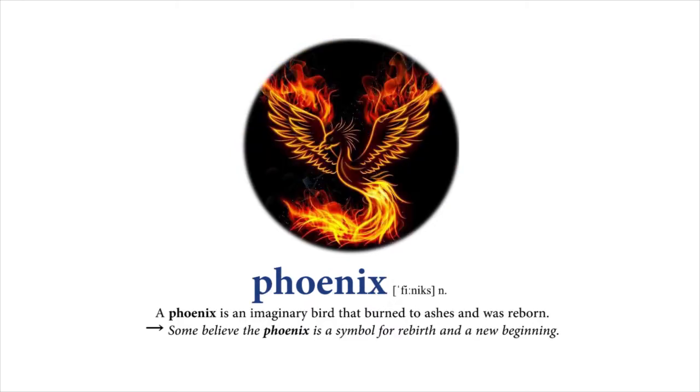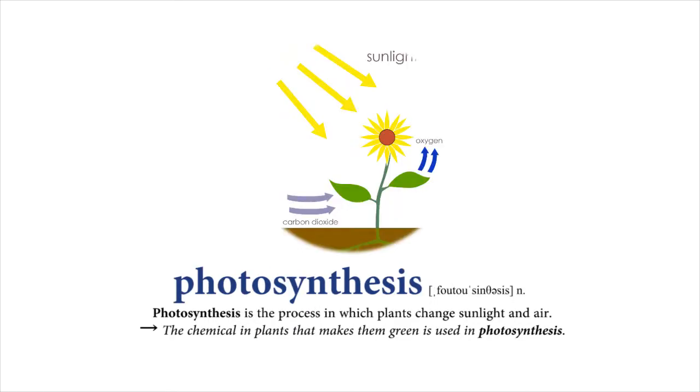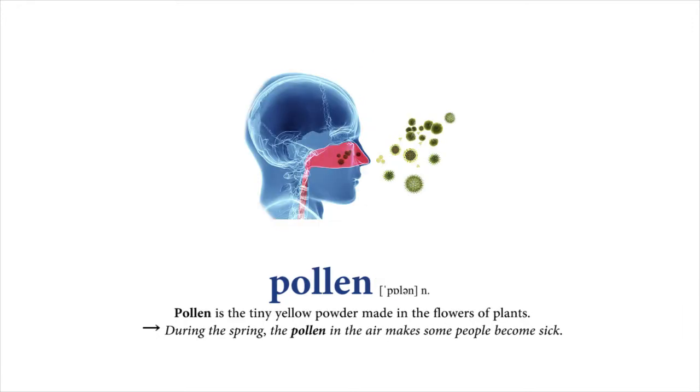Phoenix. A phoenix is an imaginary bird that burns to ashes and is reborn. Some believe the phoenix is a symbol for rebirth and a new beginning. Photosynthesis. Photosynthesis is the process in which plants change sunlight and air. The chemical in plants that makes them green is used in photosynthesis. Pollen. Pollen is the tiny yellow powder made in the flowers of plants. During the spring, the pollen in the air makes some people become sick.